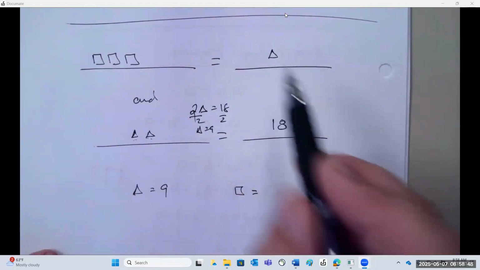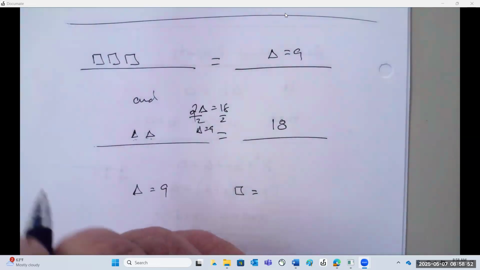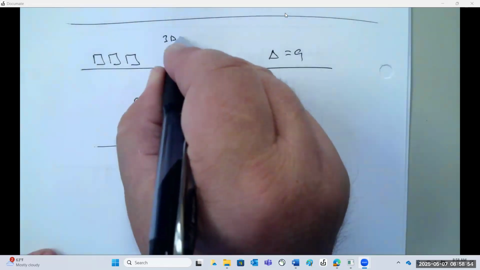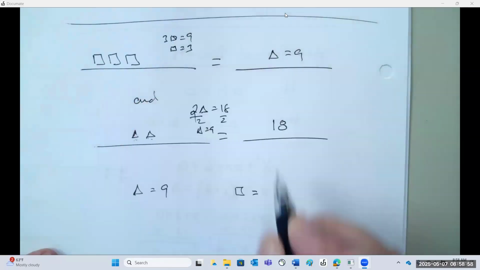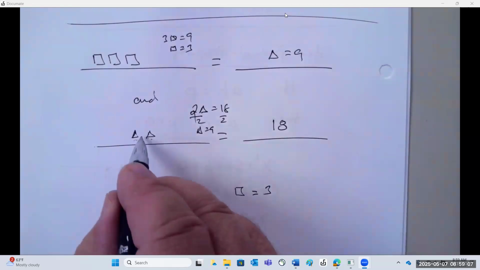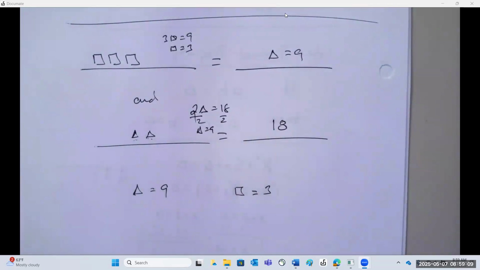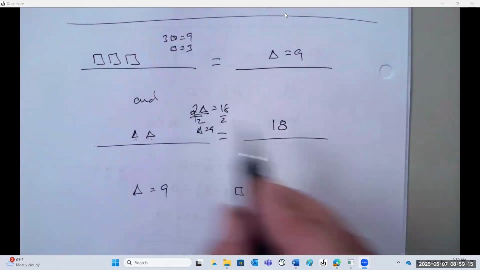So if this equals 9, how much is each one of these? Yeah. So 3 times each square equals 9. So each square equals 3. And there you have it. There's no operation because these are objects. You have two triangles and they equal 18.